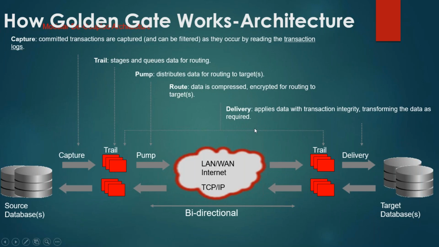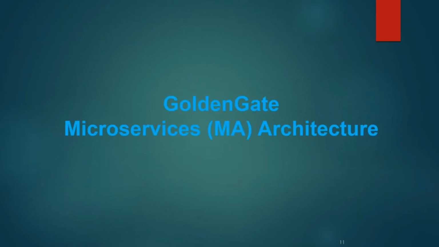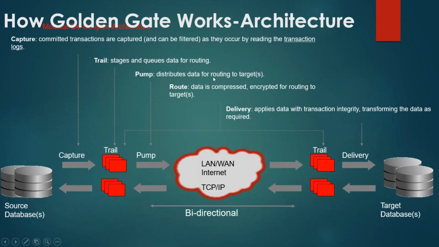Okay, so let us move forward. Now I'll move to microservices. The components of classic architecture include the capture, pump, and delivery processes. The capture process is also called the extract process. The delivery process is also called the replicat process. So the capture process captures the data, the data pump process sends the data over the TCP/IP network, and the replicat process applies the data to the target database.